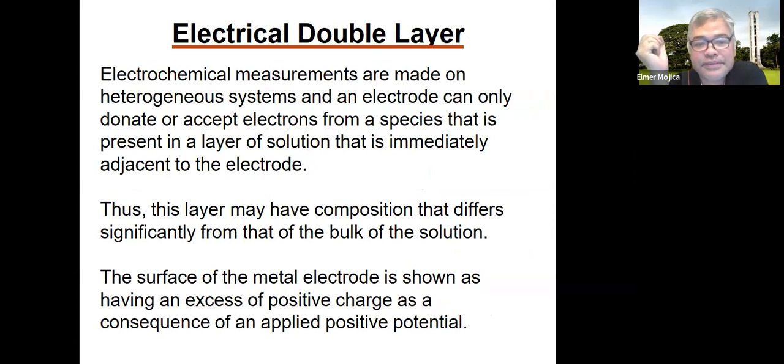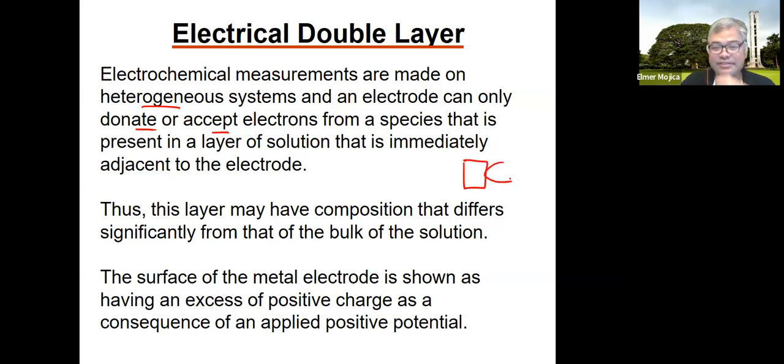Now, the last thing I'm going to talk about here is the solution structure, the so-called electrical double layer. As I've told you earlier, usually we have a heterogeneous system in electrochemical measurements. In this system, the electrode can only donate or accept electrons from a species that is present in a layer of solution that is immediately adjacent to the electrode. So remember the way I put it, electrode and the electrolyte.